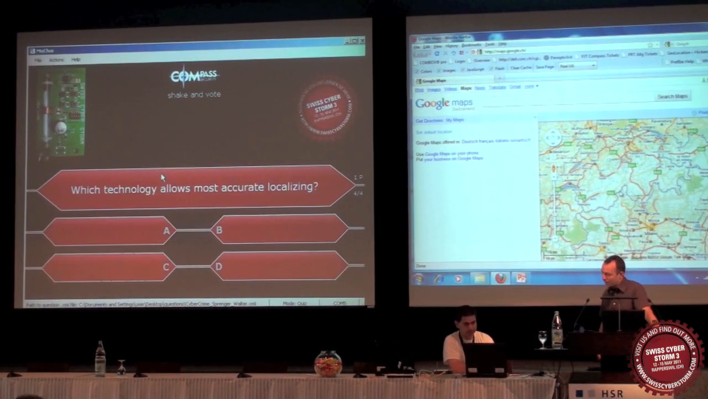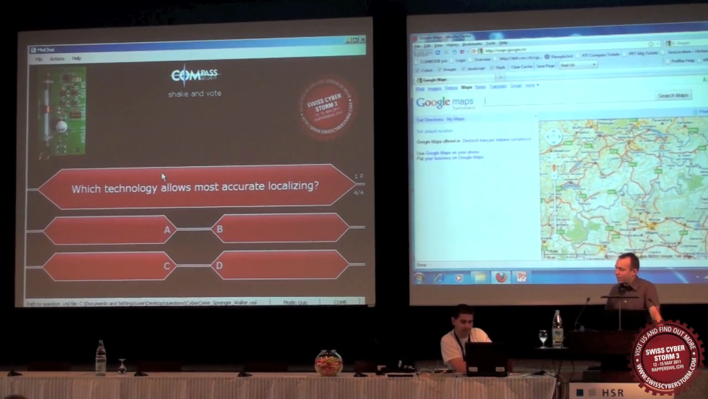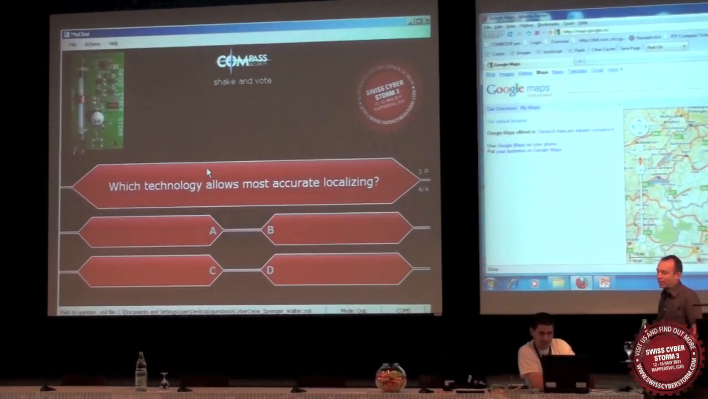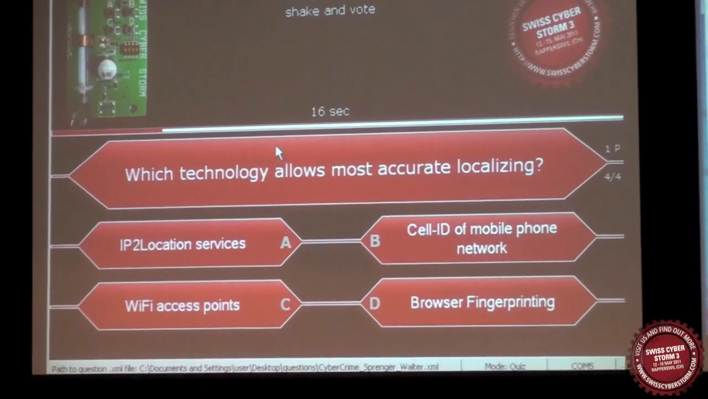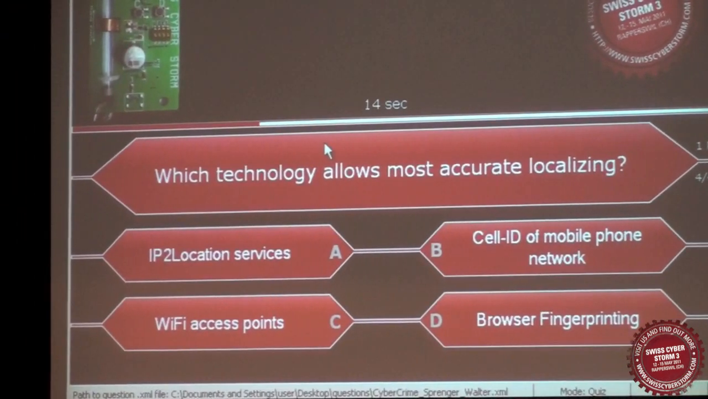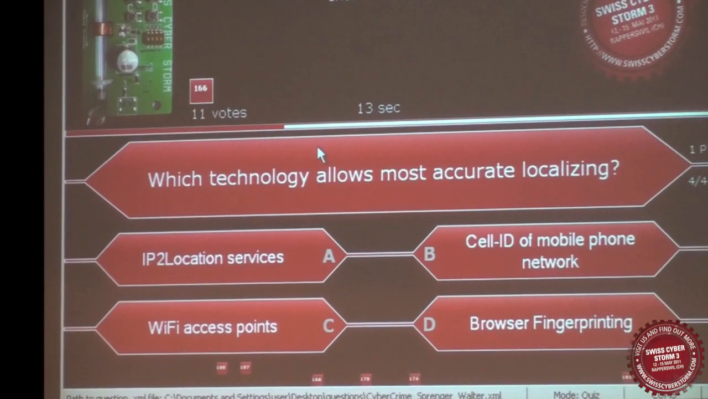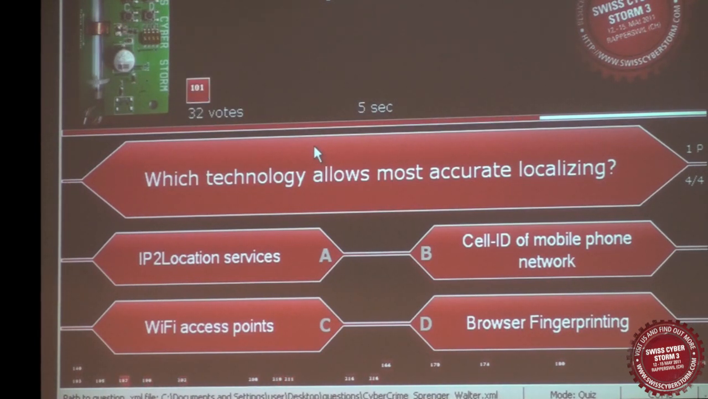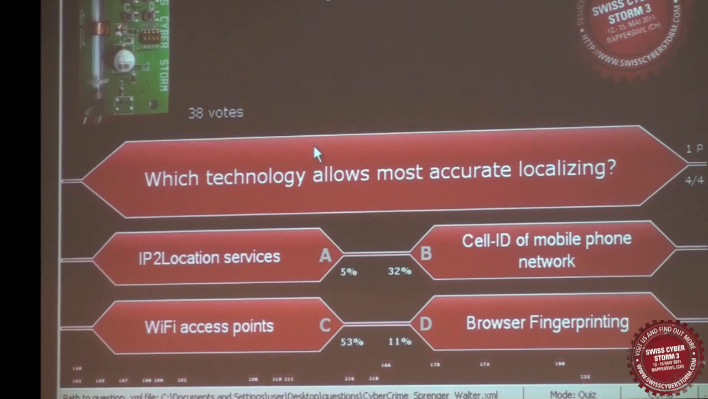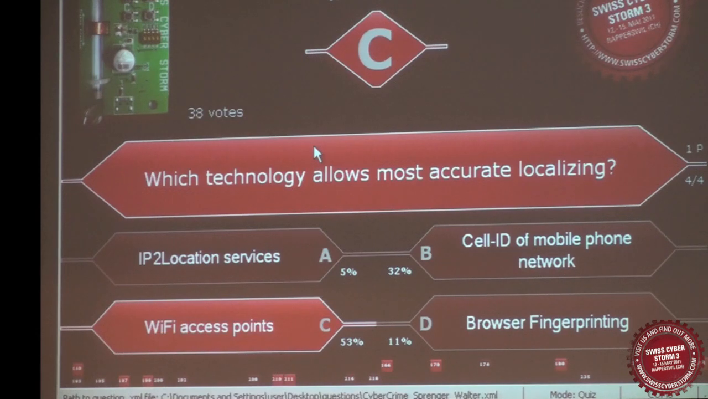Which technology allows the most accurate localizing? Yeah, correct. Wi-Fi access points, because they have the highest density in populated environments.